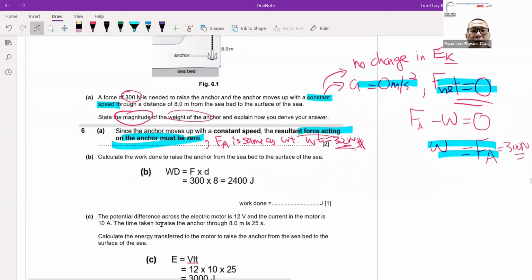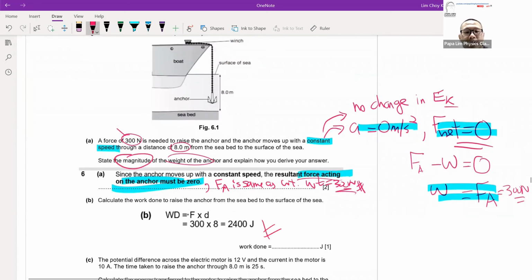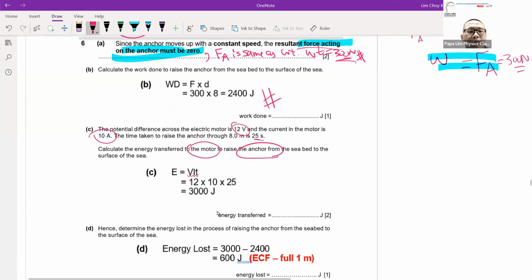Work done: force applied times distance traveled. Force is 300 newtons, distance is 8 meters. So you get the answer straight away, nothing difficult about it. Now the question says the motor is 12 volts, current is 10 amps, distance is 8 meters, and time is 25 seconds. So we need the energy transferred to the motor to raise the anchor. Remember, here we are talking about the motor. The motor needs 12 volts, the current is 10 amps, and the time is 25 seconds.